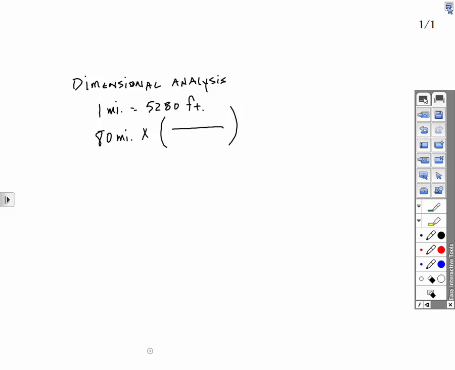Okay, now the unit that you have in this case is miles. You want to eliminate that unit. Obviously, we want our answer to be in feet. We do not want it to be in miles. So we will put miles as a denominator. So we put that on the bottom of the division sign. All right. And the unit we want to convert to, we're going to put as a numerator. So we're going to put that on top of the division line.